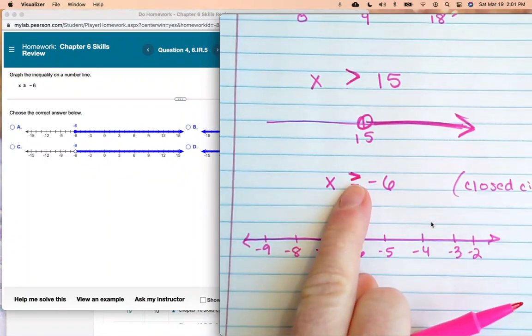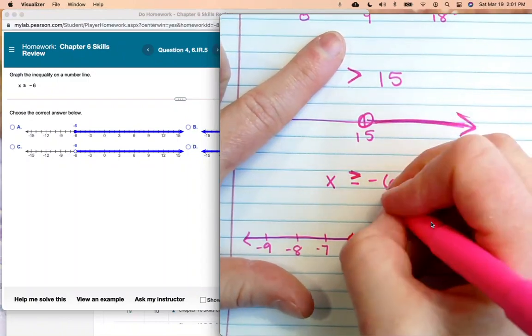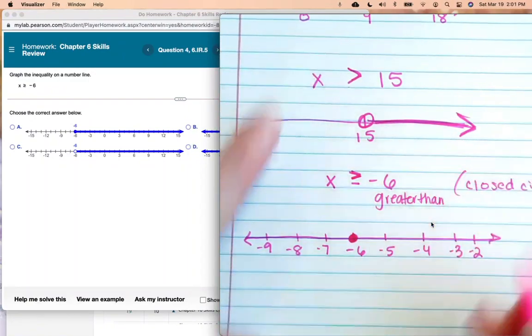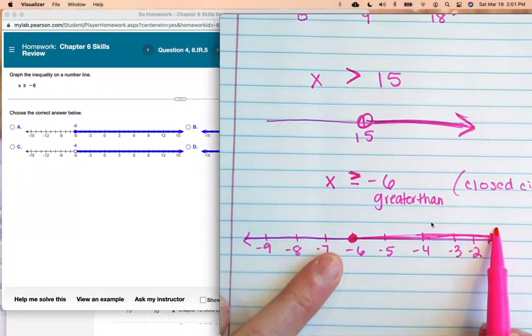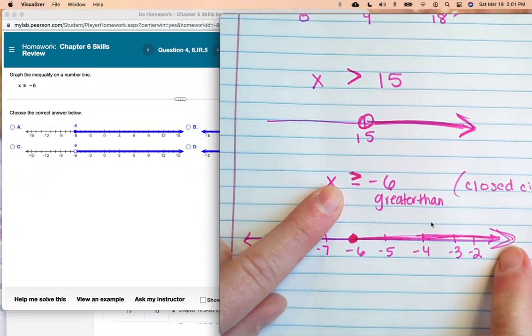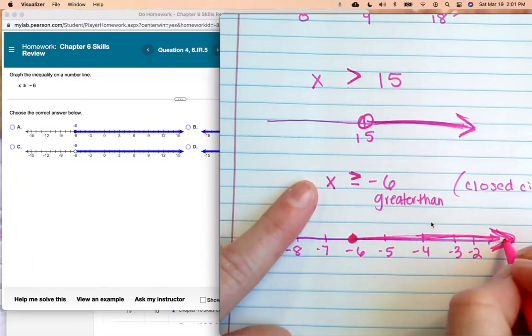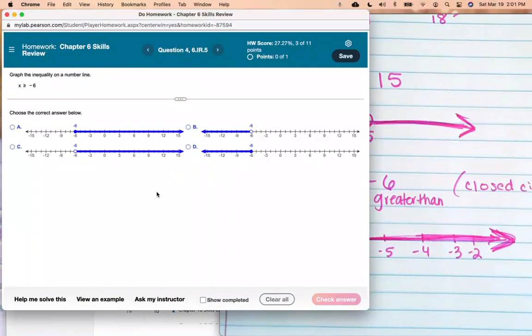Okay, so this is greater than, right? Because it doesn't make the L like less than. So this is greater than. So greater than means it's going to get larger. So it's going to go to the right. And also look, see how this arrow and this inequality symbol looks? So closed circle going to the right this time at -6.